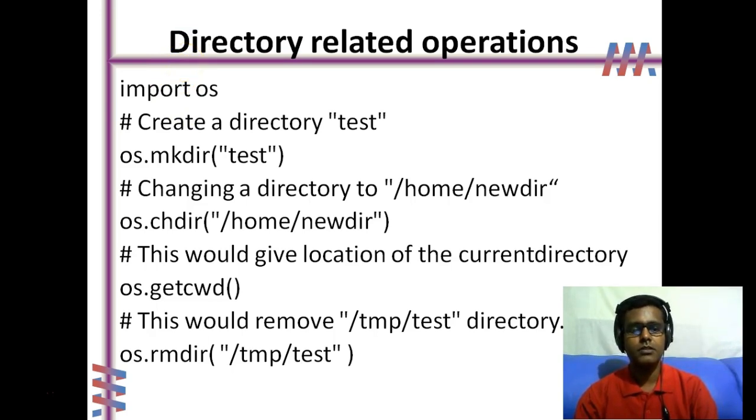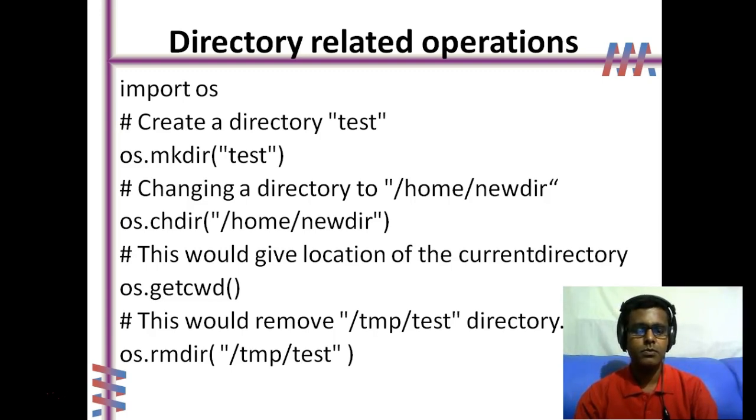Then the next one is chdir, change directory. With os.chdir, you specify the new directory name to which you want to change. That is, from the current directory it will change to the new directory. The next one is os.getcwd, that is, get current working directory. That will give you the location of the working directory in which you are currently working.